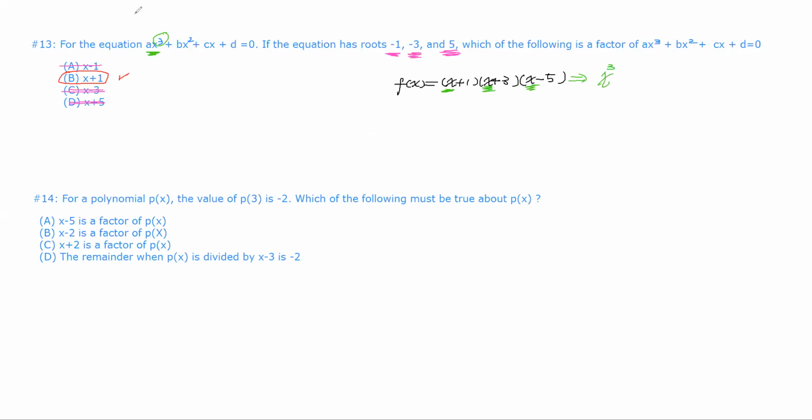Okay, now this is the last problem we're going to work on in this video. Let's say for the polynomial p(x), the value of p(3) is -3, -2. What is true about p(x) here? So p(x), you know, p(3) here, right?